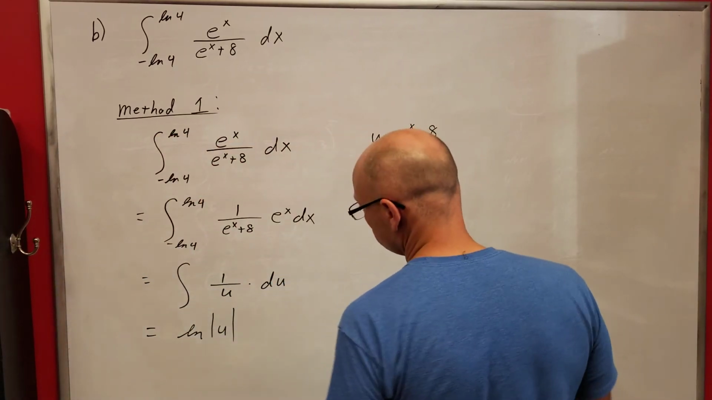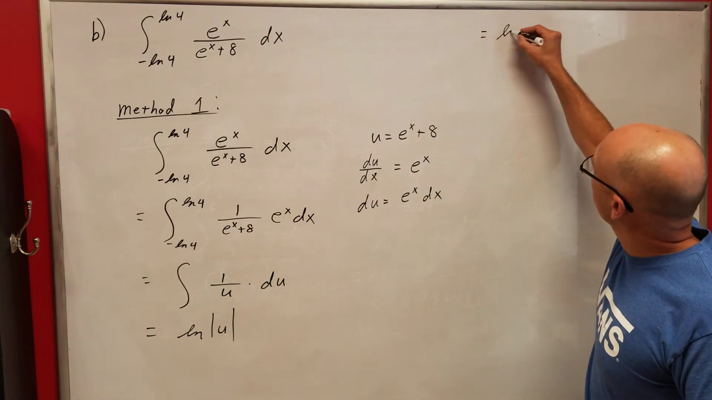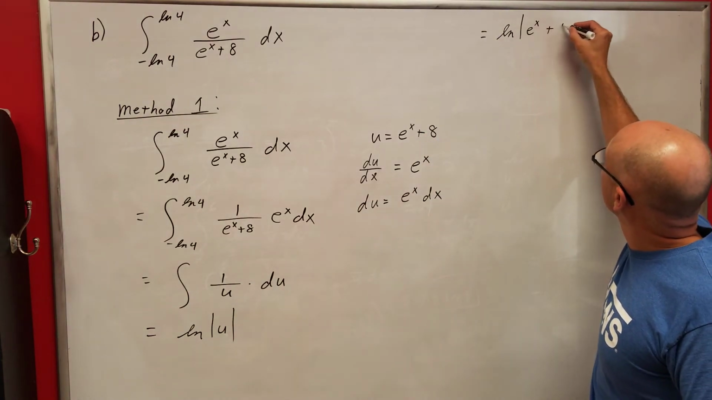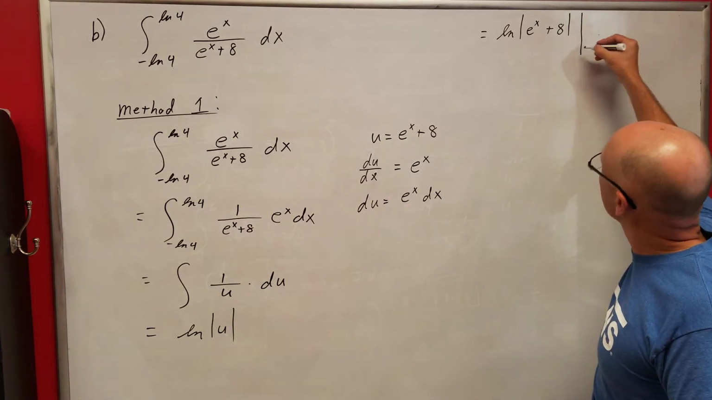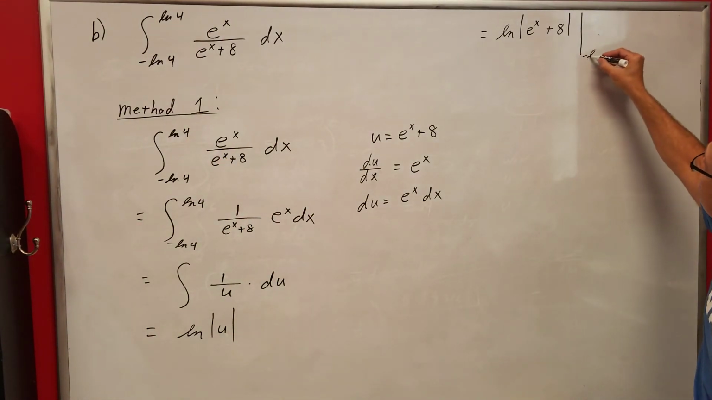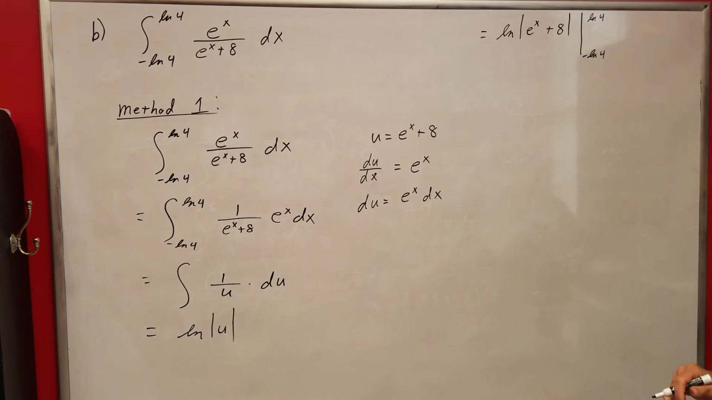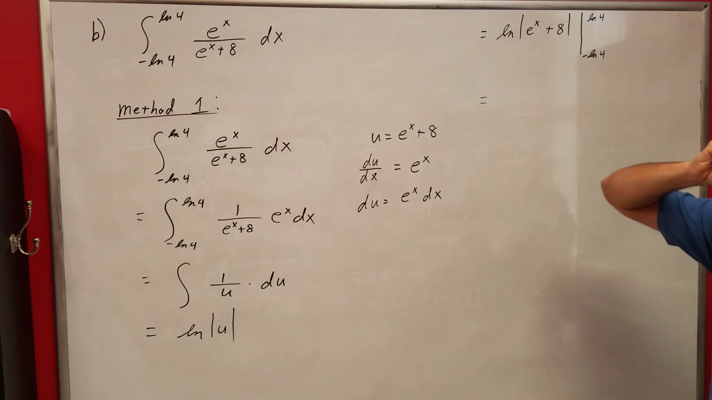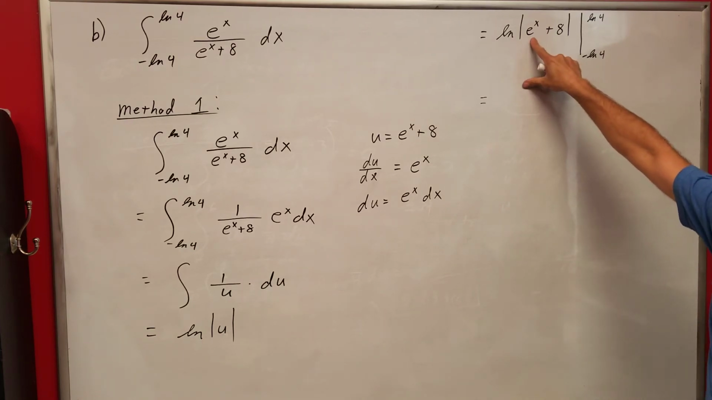Now for method 1, I need to turn this back in terms of x. So I'm going to write the natural log of the absolute value of e to the x plus 8. And what am I going to do? I'm going to reinsert my limits of integration that I had from negative natural log of 4 to natural log of 4 like this. All right, well, before I end up putting in natural log of 4 and subtracting negative natural log of 4 from this, I'm going to look at e to the x.